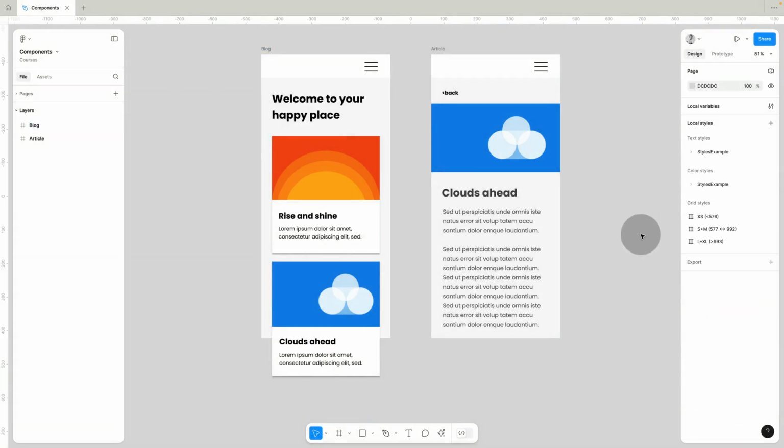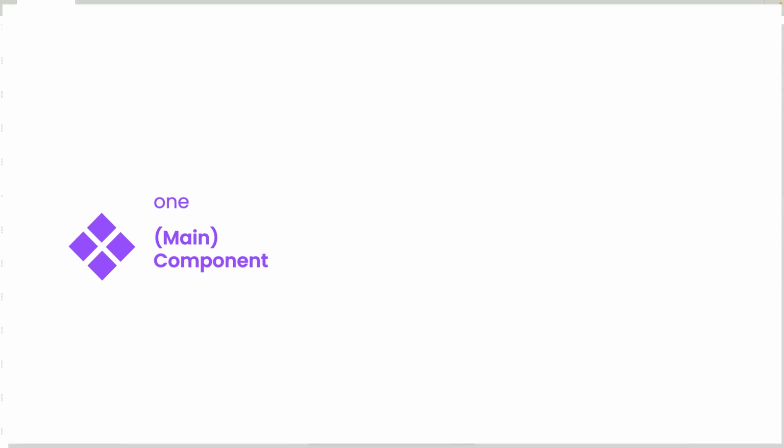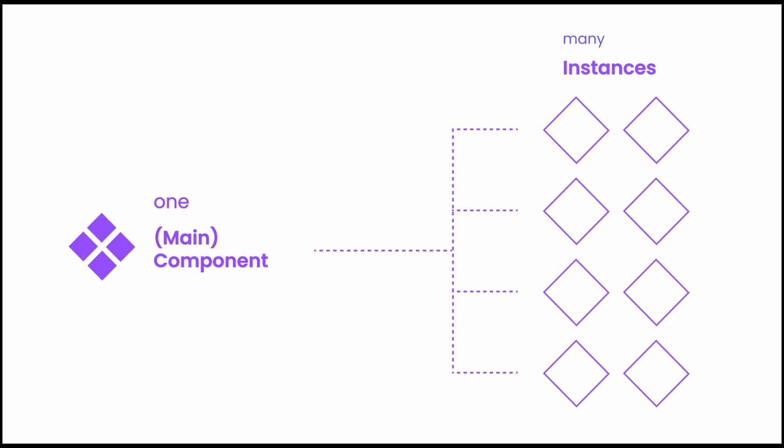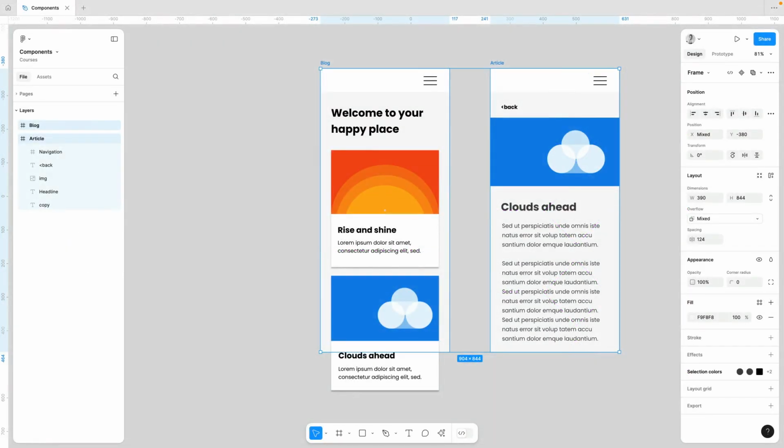Now, instead of redoing those elements and trying to keep up with any changes, it's much more handy to have some sort of template, which in Figma we call a component. And from that component, you can make copies. In Figma, we call that an instance, which you can use across your design. So let's set this up.